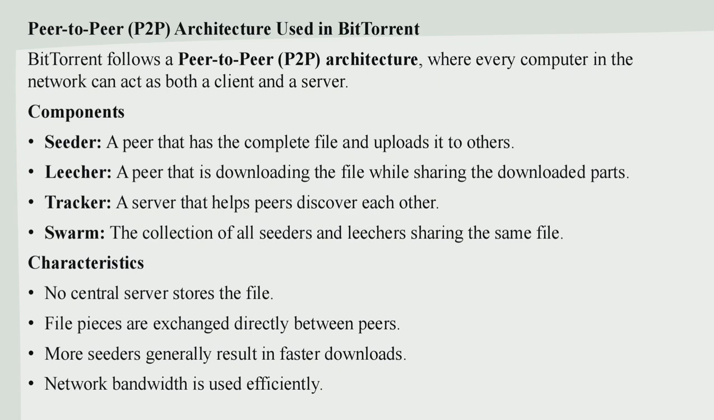Peer-to-peer architecture. BitTorrent uses peer-to-peer architecture where every computer is connected to a network and acts as both client and server. There are four main components. The first is the seeder. A seeder has the complete file and uploads it to other users. The second is the leecher. A leecher is a user who is downloading the file while also sharing the parts that have already been downloaded. The third component is the tracker. The tracker helps peers to discover each other, but it does not store the actual file. Finally, there is the swarm, which is a collection of all seeders and leechers sharing the same file.